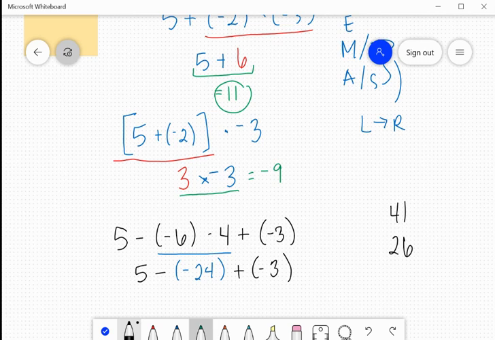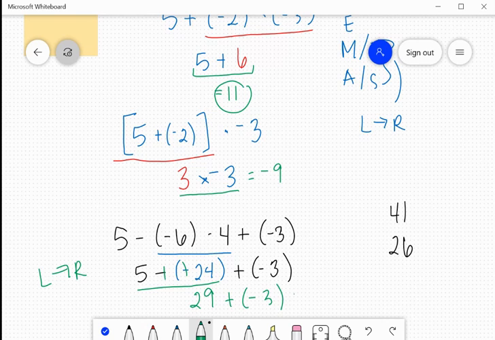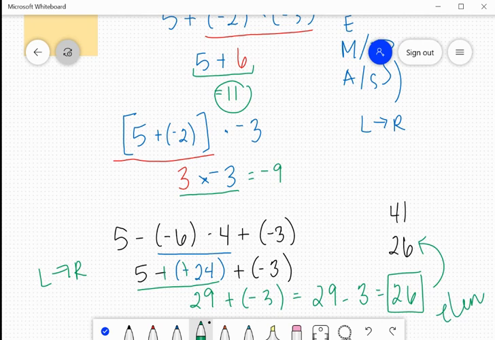Now this becomes a very simple problem of working left to right. So I'm going to go ahead and take the 5 minus -24. And these, right, this actually ends up becoming addition. So I get a +29 plus -3, which we can also think of as 29 minus 3 gives me 26 as my answer. And in this problem we can say that Elena is correct.